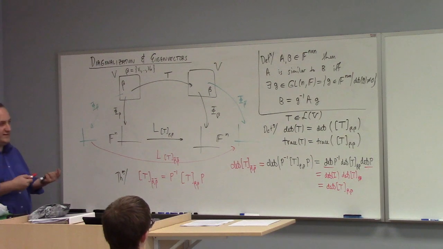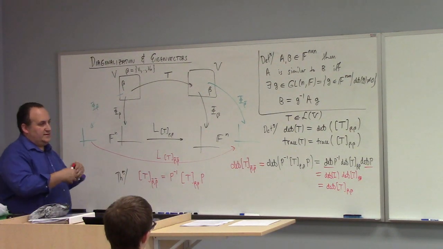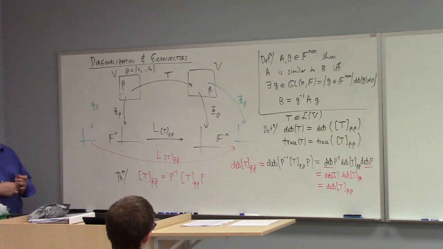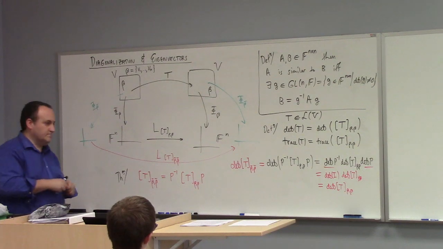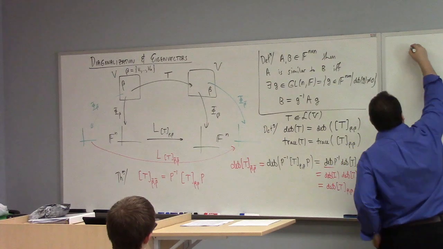So we can define the trace of a linear transformation or the determinant of a linear transformation simply by calculating the determinant or the trace of a matrix with respect to any basis you like. All right? Okay, so there's that. Definition.